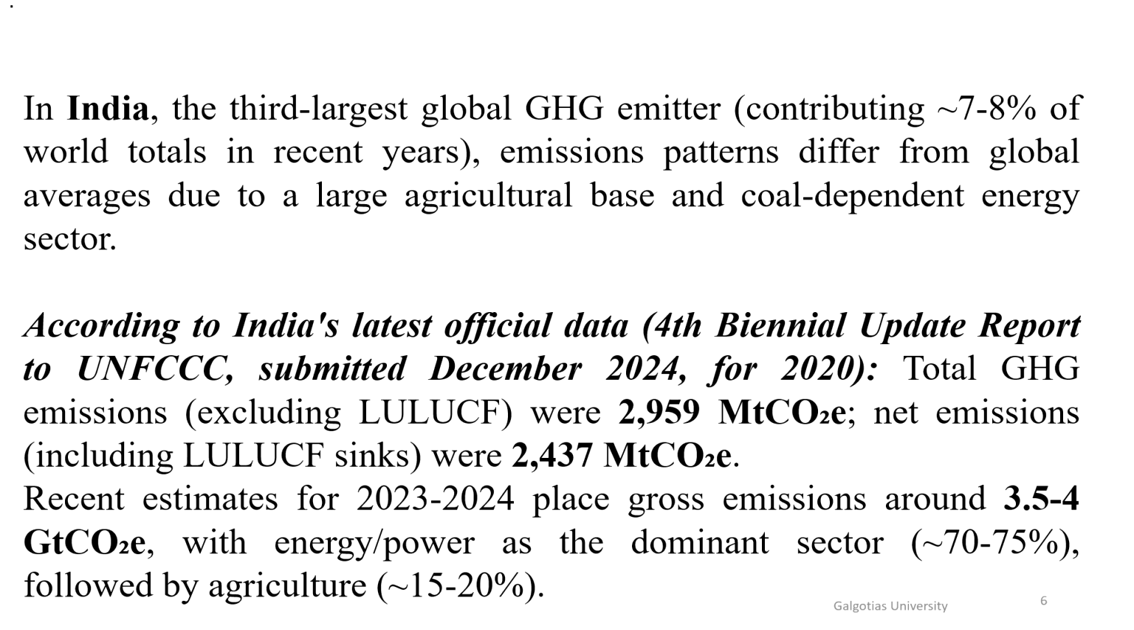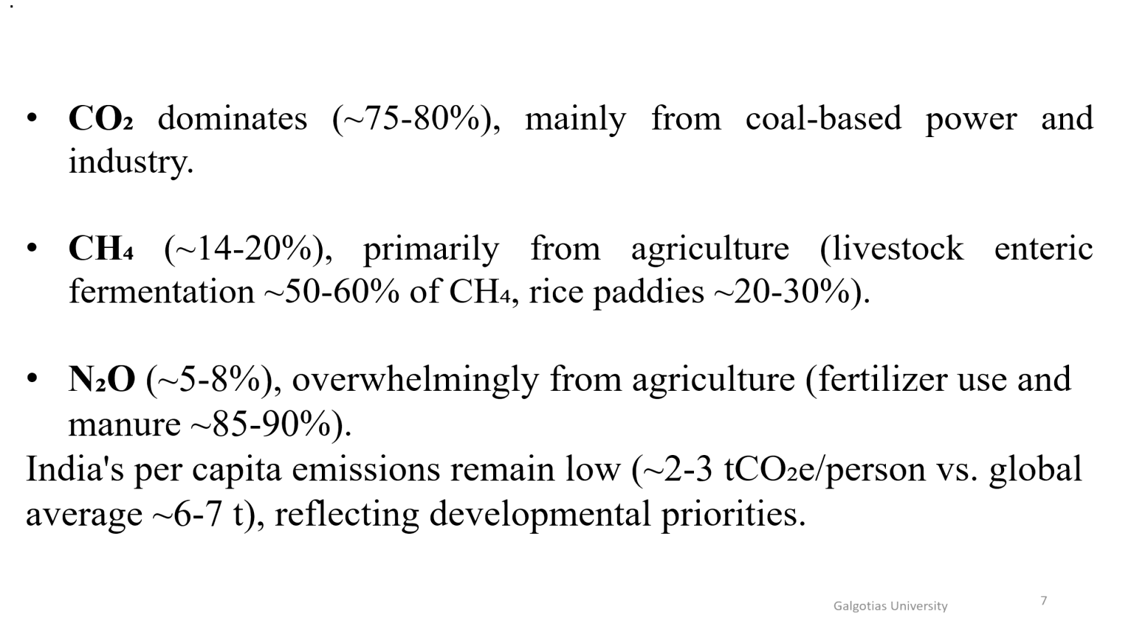Sectorally, energy and power is the greatest emitting sector, at approximately 70 to 75% of total emissions, followed by agriculture at 15 to 20%. So major emissions come from the energy and power sector as well as the agriculture sector. On the basis of gases, the major contribution is from CO2, as I already told you, then CH4, methane, then nitrous oxide.